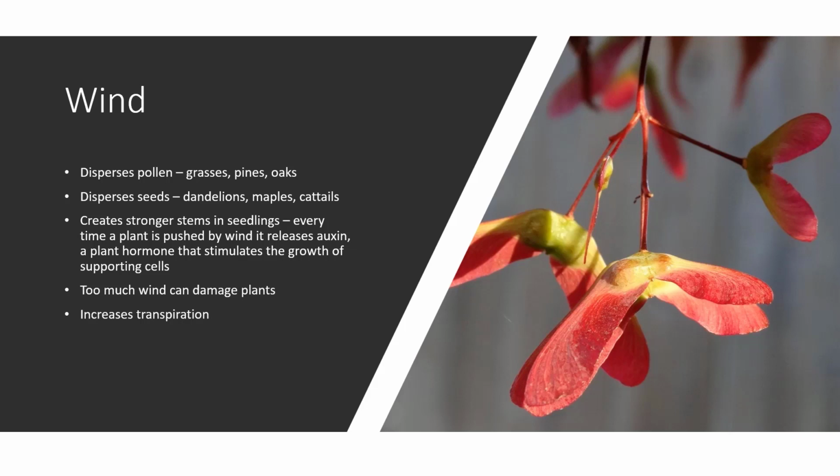Now, wind also has an effect on plant growth, especially with your seedlings. It creates stronger stems in your seedlings. So every time a plant is pushed by the wind, it releases auxin, a plant hormone that stimulates growth, right? We've looked at auxin with phototropism, right? It stimulates cell elongation. It also stimulates cell growth. And what happens is that wind pushing those plants is going to stimulate cell growth of these supporting cells that aid or create a stronger stem.